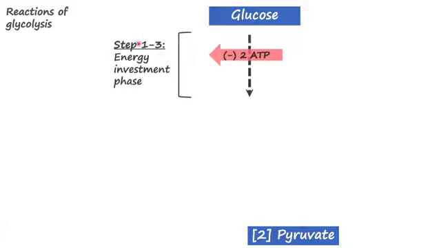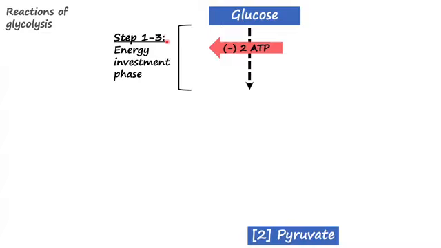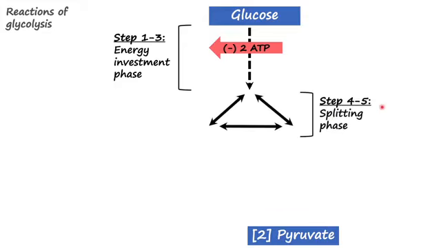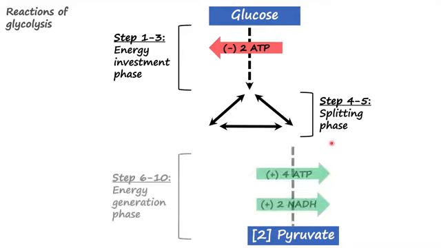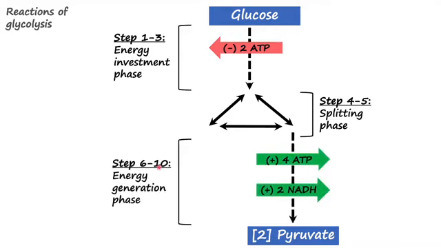In the first phase, which includes reactions 1 to 3, it's called the energy investment phase. It is energy investment because in these reactions, two molecules of ATP are consumed. And the second phase, which is reactions 4 and 5, is called the splitting phase, because in this phase one molecule is split into two different molecules. And the third phase, which is reactions 6 to 10, is also called the energy generation phase, because in this phase four molecules of ATP are synthesized as well as two NADH coenzymes.